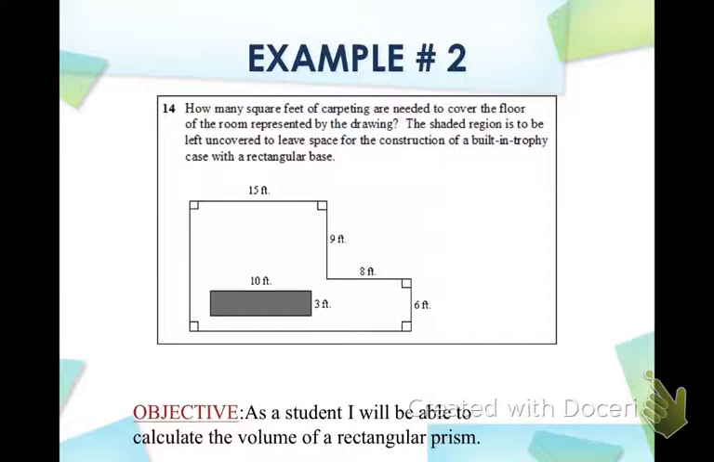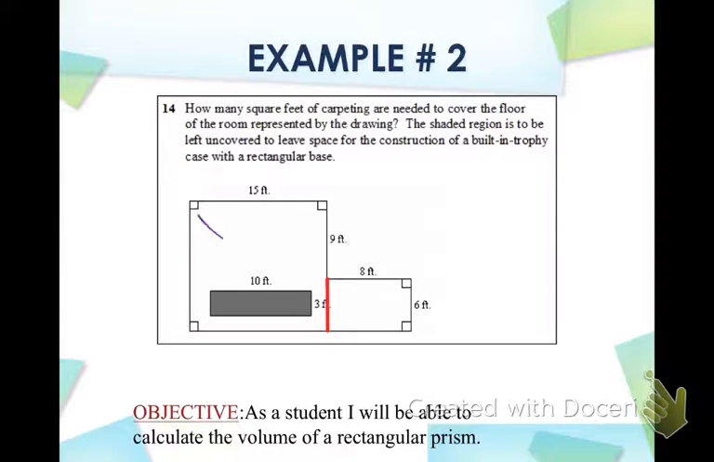So we're going to go ahead and get started. Here's the deal. I'm going to break this up into 2 shapes, but this one's really going to be 3 shapes. And I tell you that because the trophy case is its own little shape. Now, we're going to find the area of each of those 3 things. And then we'll subtract the area of the trophy case so that we know how much room is going to be covered.